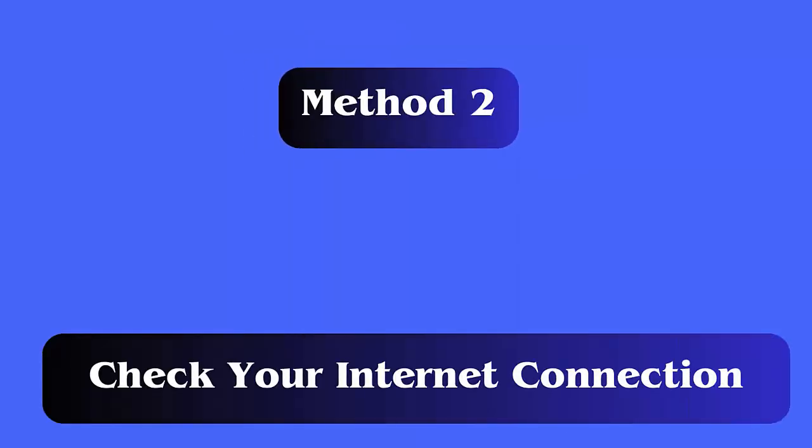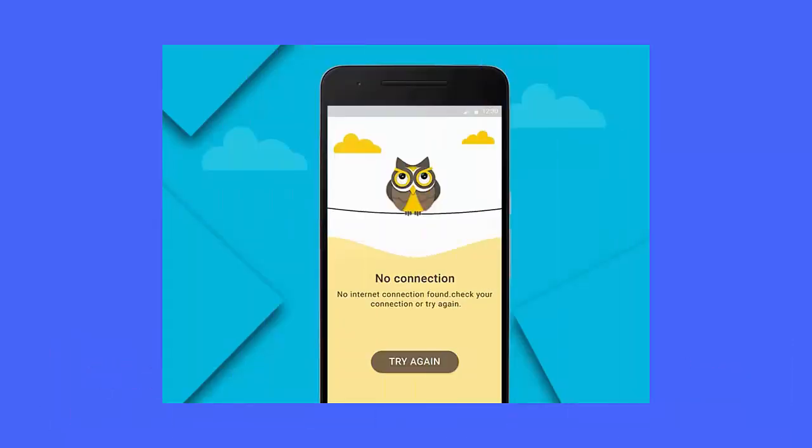Method 2. Check your internet connection. An unstable internet connection is also one of the main reasons behind the WhatsApp not installing error. So you should check for strong internet to avoid any type of interruption. Restart your router if possible.